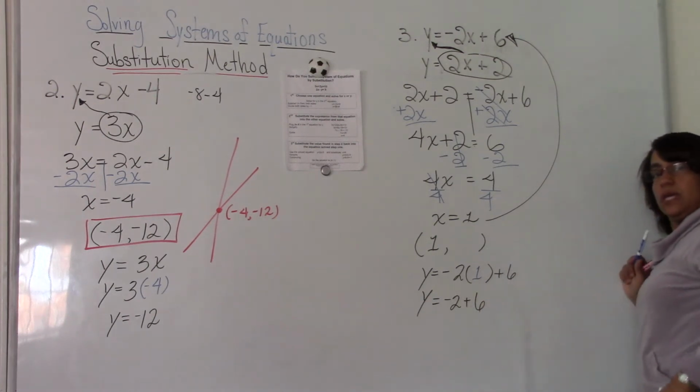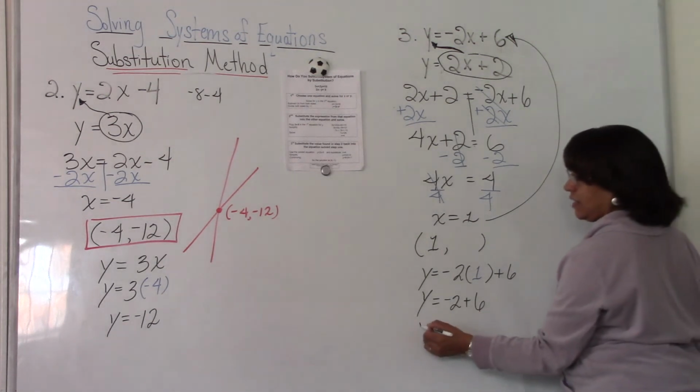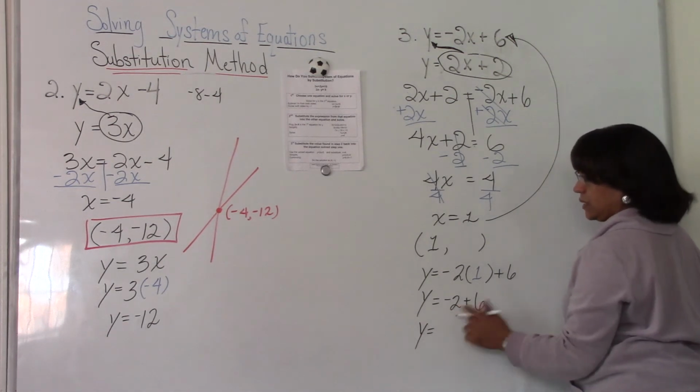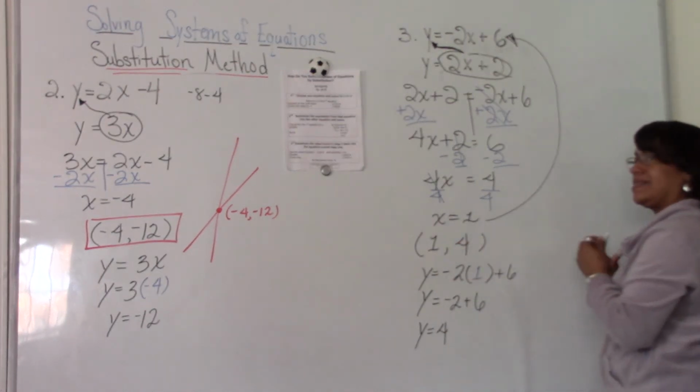Try to do as much as you can without your calculator, because you know you have a calculator inactive part on your test, so you want to make sure you're good at that. Negative 2 plus 6 is 4. So we're saying that our ordered pair 1, 4 is a solution.